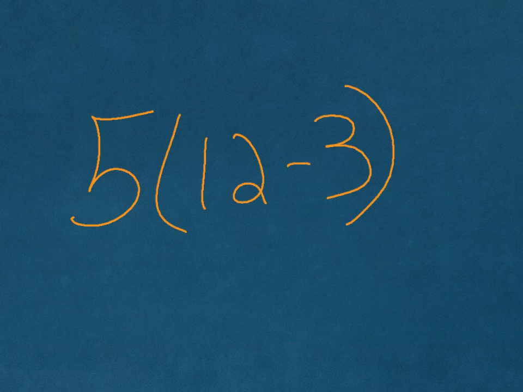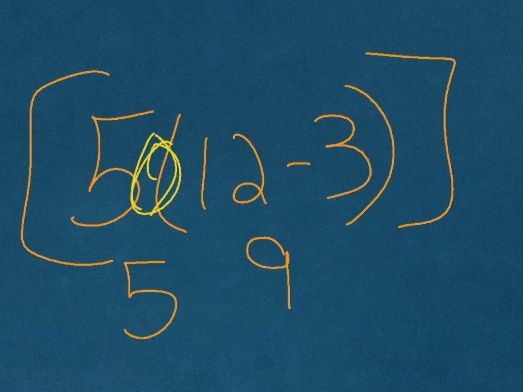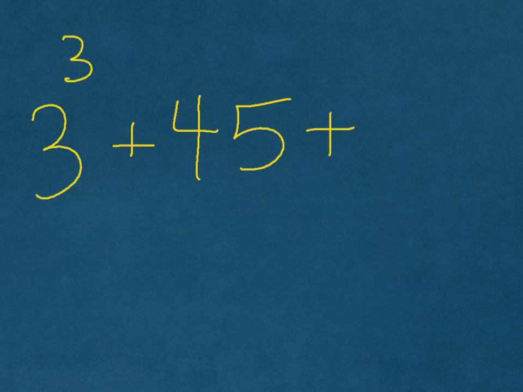So if they go back now, because this was what was in the brackets, they still have to follow the order of operations. So inside this problem, you have 12 minus 3. So 12 minus 3 is 9. So now the students have 5, and understood in between a number and a parenthesis, the operation is understood to be multiplication. So now they have 5 times 9. So they have solved this bracket to be 45. Okay, let's go back to the original problem. So now they have 3 cubed plus 45 plus 6.